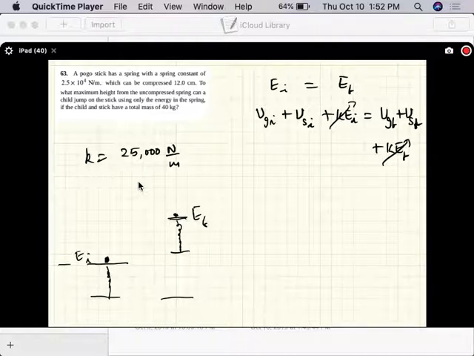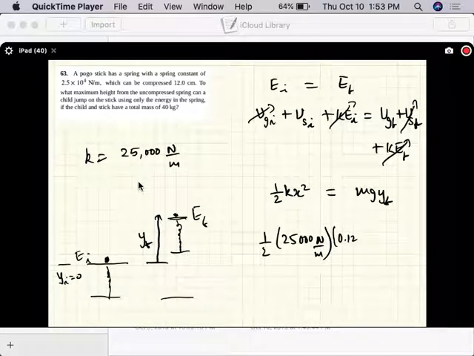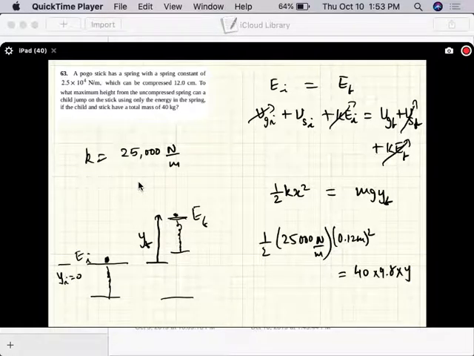Initially, we'll take this as the reference level, y initial equals zero, so gravitational potential energy is zero. In the final configuration, the spring is not compressed, so the spring potential energy is zero. All right, so 1/2 kx squared is equal to mg y final, and y final is how much the kid and the pogo stick jumped. The spring constant is 25,000 newtons per meter. The spring was compressed 12 centimeters, 0.12 meters. That's equal to 40 times 9.8 times y final.